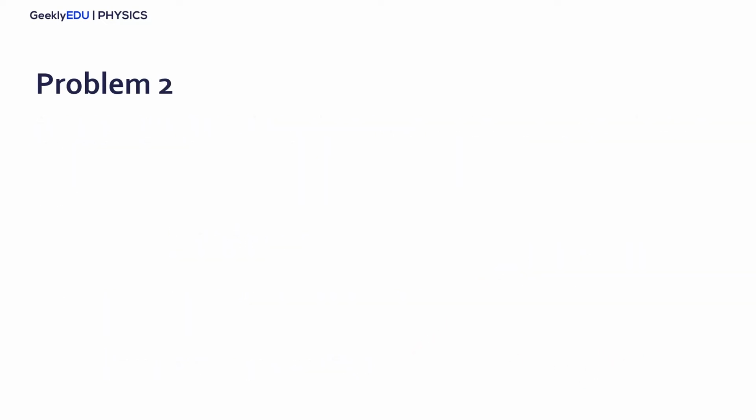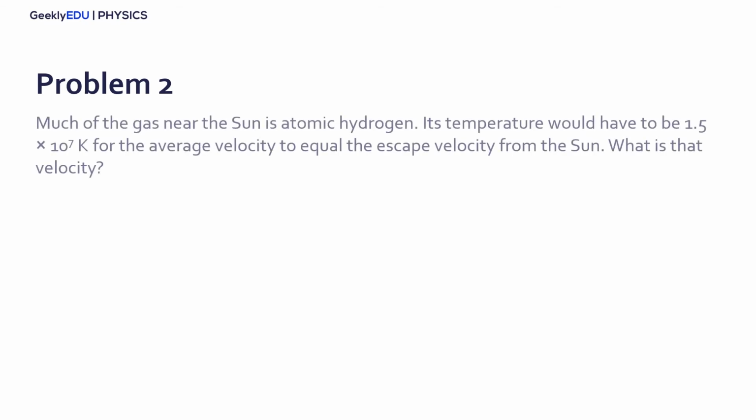Alright, so for problem number 2, we also know that much of the gas near the sun is atomic hydrogen. Its temperature would have to be 1.5 times 10 to the 7 Kelvin for the average velocity to equal the escape velocity from the sun. So it's pretty high temperatures, right? So let's calculate this average velocity for this situation. This velocity equals the escape velocity from the sun.